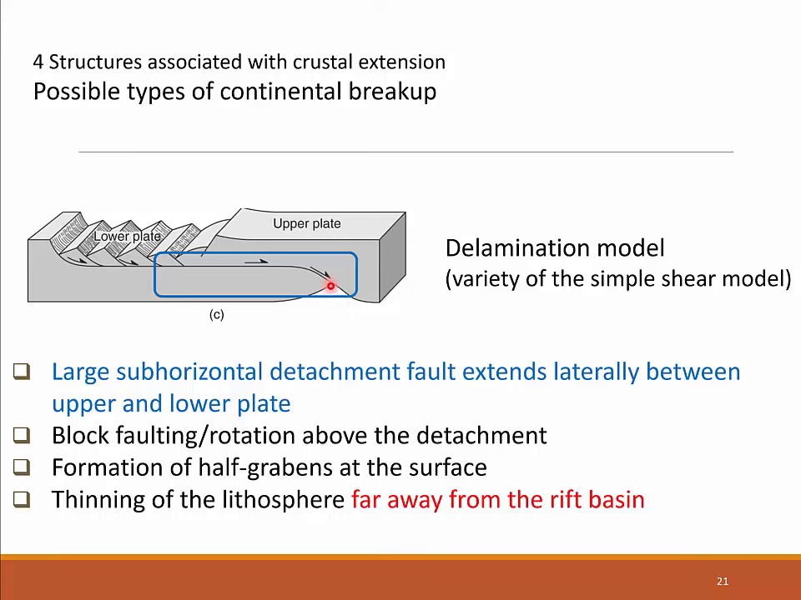where the detachment actually hits the bottom of the crust and where we have the most intense asthenospheric upwelling and accordingly the most intense heat input. In the delamination model, any volcanic activity would be in this area on the upper plate and often quite far removed from the rift basin itself, which might not show any volcanic activity at all.